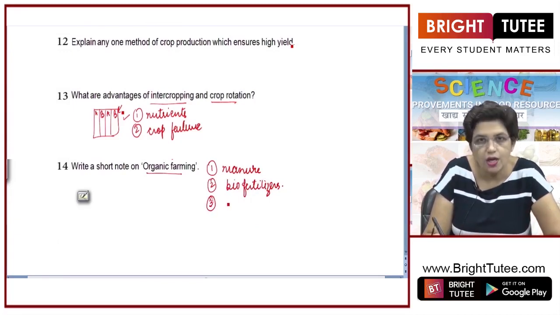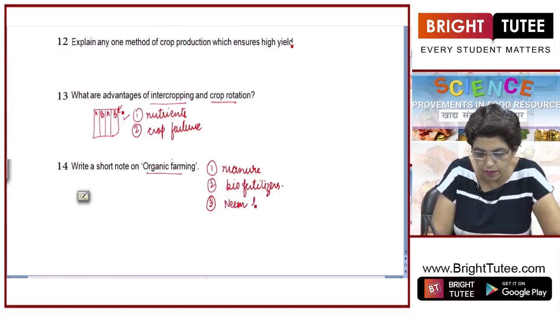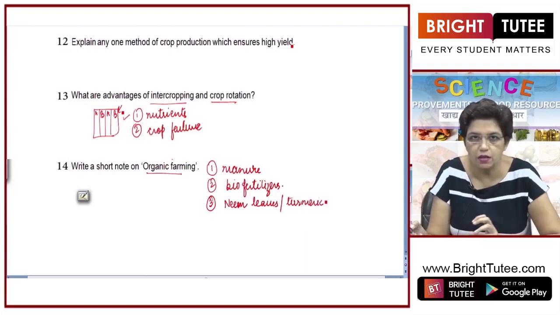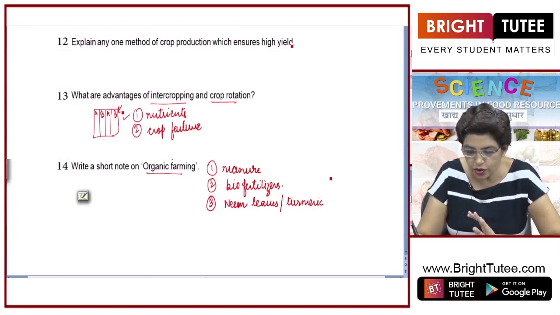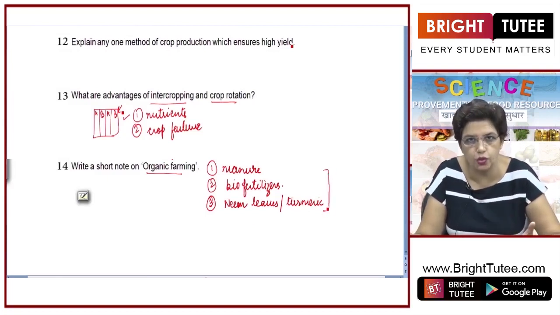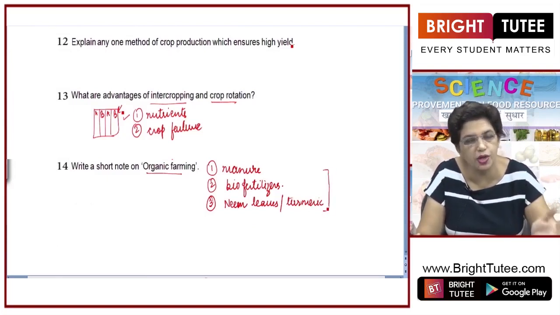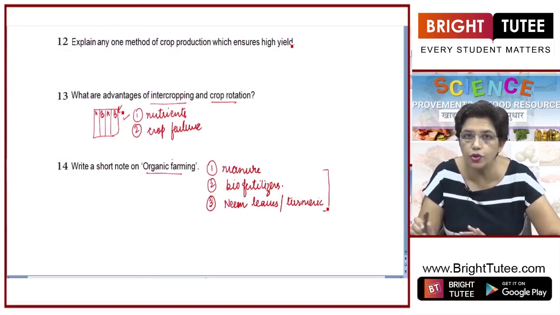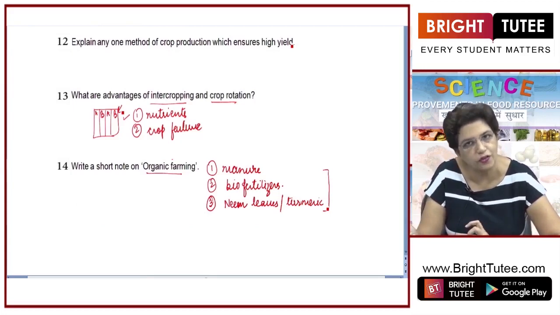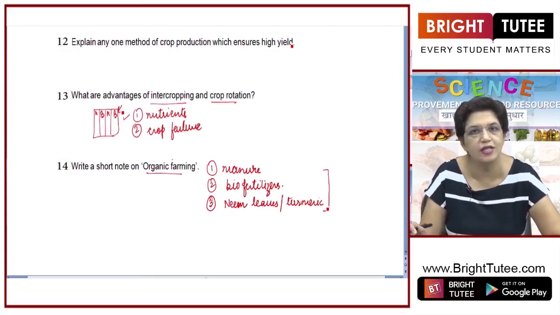During storage, neem leaves or turmeric powder is sprayed so that pathogens do not grow. So you will see all natural things are used. Natural substances are used during production as well as during storage. So there is minimal or no use of chemicals in organic farming. In a way, it protects the environment from the harmful effects of chemicals.